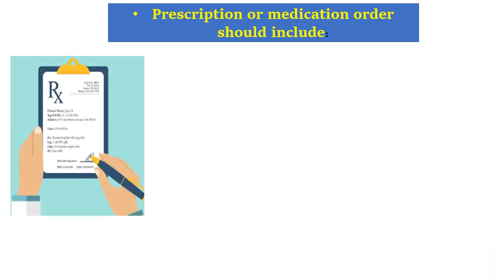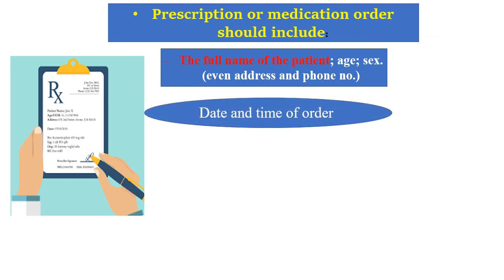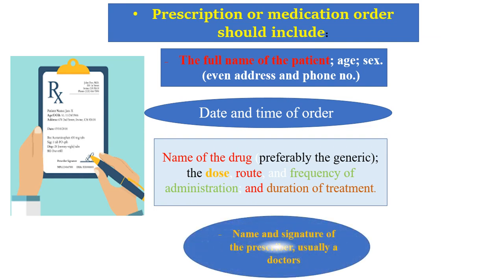What does this Rochette include? It includes the full name of the patient, or full information: age, sex, even address or phone of the patient, as well as date and time of orders, and name of the drug. It includes the dose, the route, the frequency of administration and the duration of treatment. This is all written by doctors. And finally, the doctor must put his signature, for the prescription to be legal.